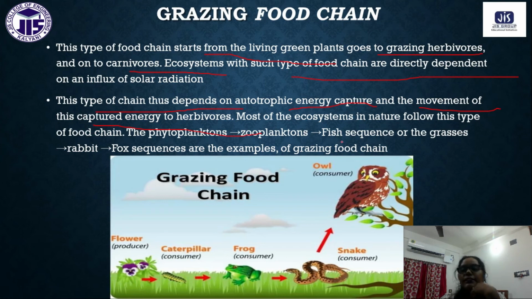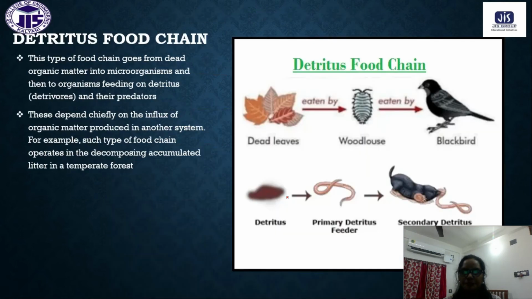Most of the ecosystems in nature follow this type of food chain, like phytoplankton, zooplankton, fish, or grasses, rabbit, fox. These are the sequences of the grazing food chain. That means it generally starts from the green plants, green plants to animals. Herbivorous, then carnivorous. Now the detritus food chain. Generally this food chain starts from dead leaves and dead bodies.